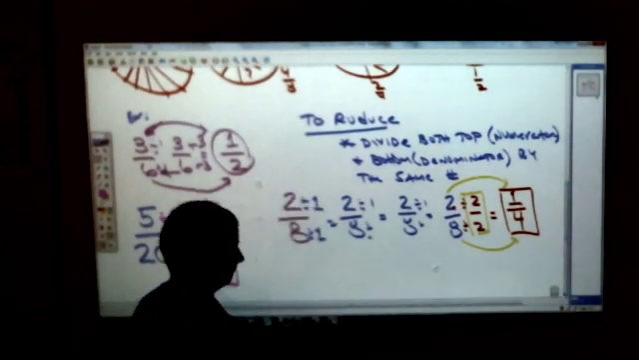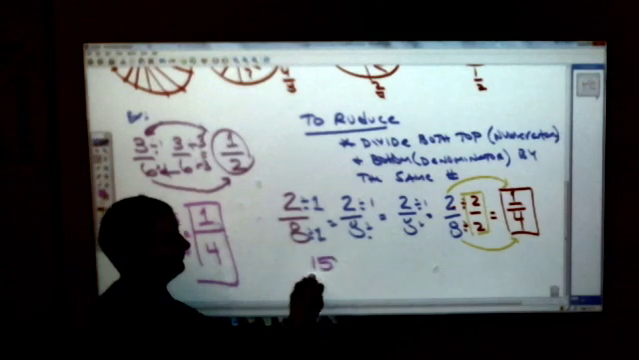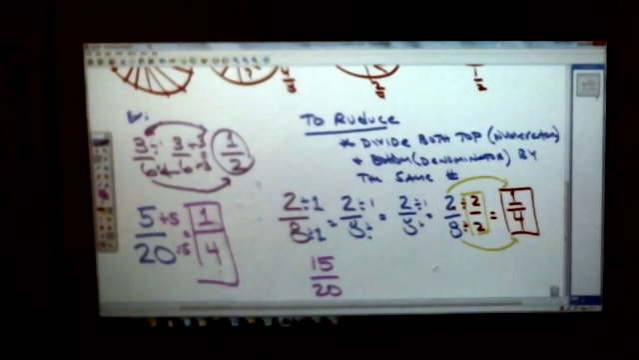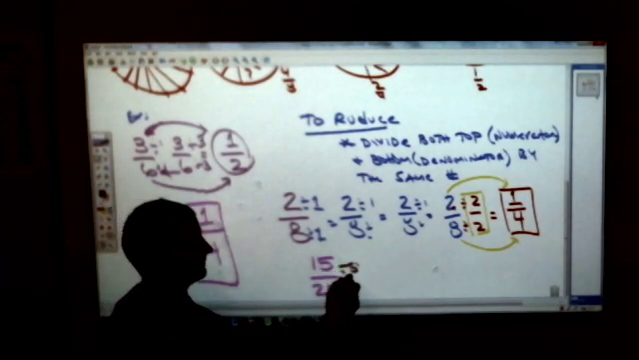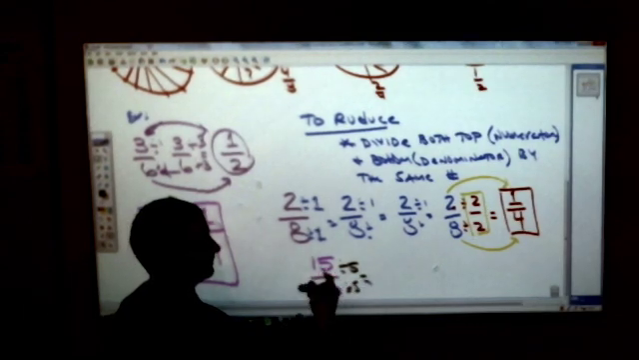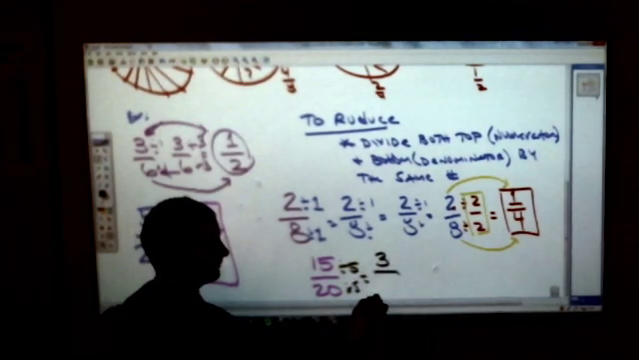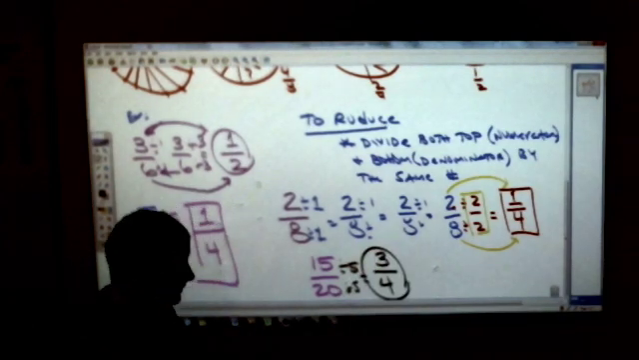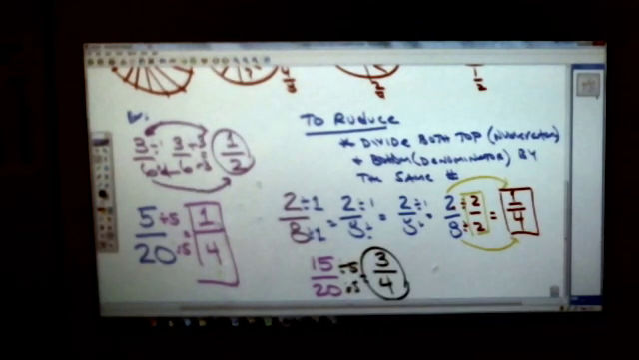Will I always get a 1 on top? No. Well, what if I had 15 over 20? What number goes into both 15 and 20? 5 again. If I divide them both by 5, this time I don't get a 1 on top, but I get a 3 over 4. Now the bad thing, 5th grade, that happens to you now is anytime you can reduce, you have to reduce.